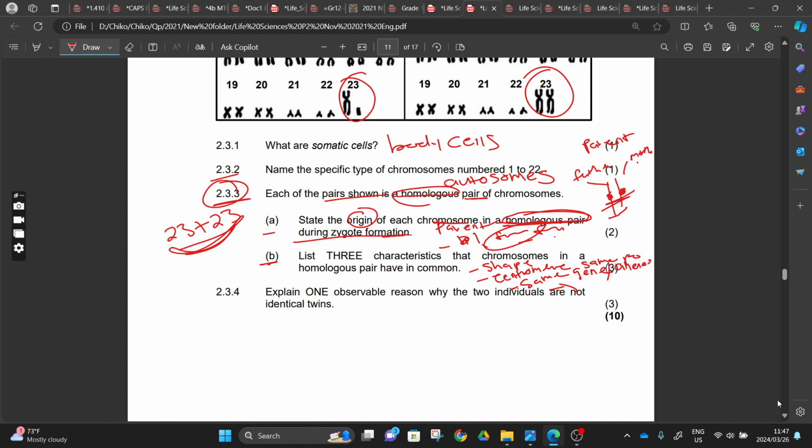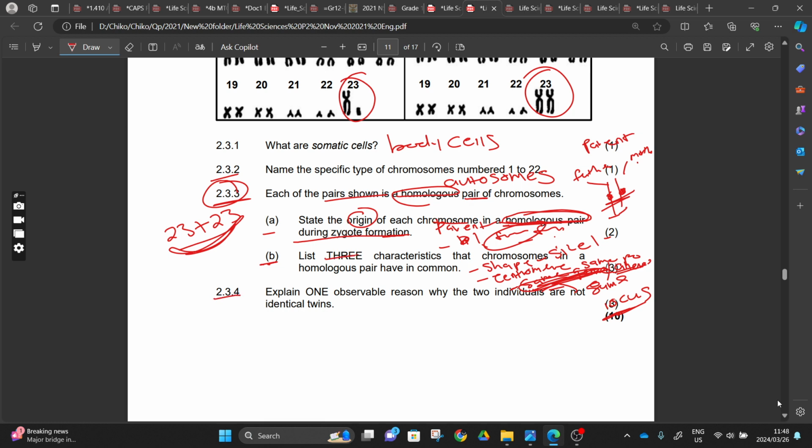Then another thing, what do they have? I don't want to say things that I'm not sure about. Okay, they have the same size. They are the same size. They are the same shape. You can say size, you can say length. Then they have the same gene alleles. They are at the same locus. Because you might find they don't have the same gene, but similar genes are at the same locus. And then another one, location of the centromere. And then we move on.